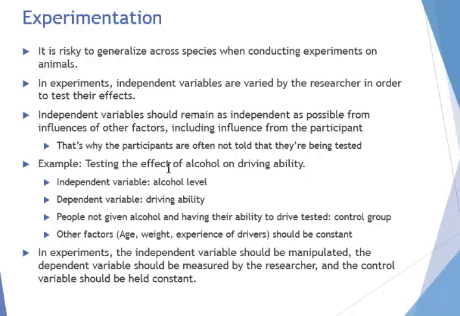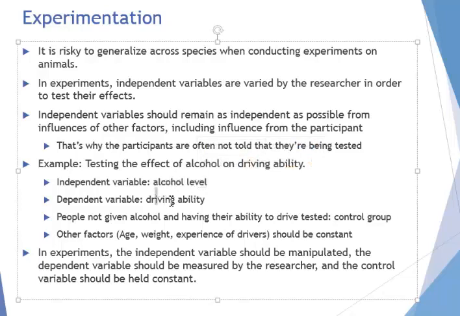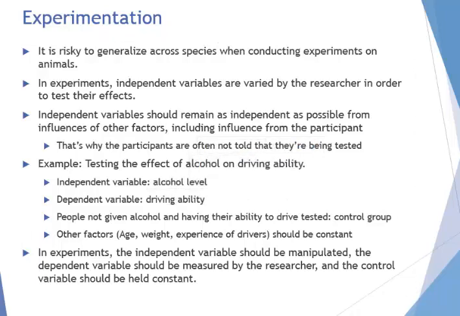So if you're testing the effect of alcohol on driving ability, the independent variable, the thing that you're testing, is the alcohol level, the dependent variable is the driving ability. You give one group something to drink and the other group nothing to drink, and hopefully you have a controlled course where nobody's going to actually hurt themselves. That's the control group, the people who don't get anything to drink. Other factors, age, weight, experience, should be as constant as possible between both groups so as to avoid any confounding variables.